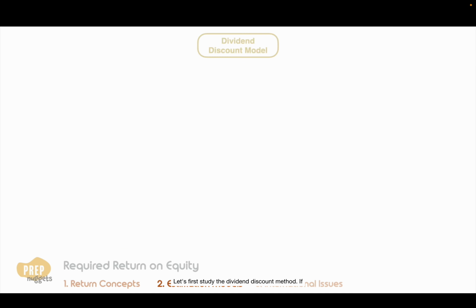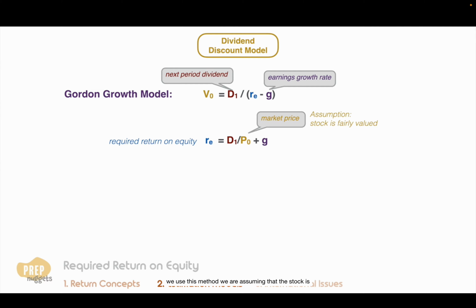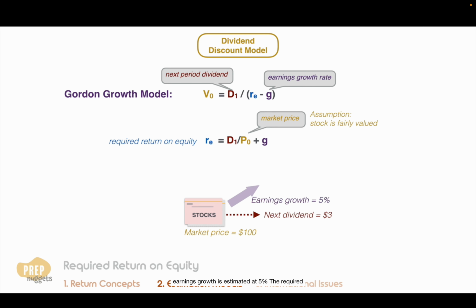Let's first study the dividend discount method. If you recall, the Gordon growth model states that the intrinsic value of a stock is its next period's dividend divided by the stock's required return minus the earnings growth rate. So essentially, we want to solve for the stock's required return based on its market price, the expected dividend, and expected earnings growth rate. This is a market-based approach, so when we use this method, we are assuming that the stock is fairly valued. Simply, if the stock price is currently $100, the expected dividend is $3, and the earnings growth is estimated at 5%, the required return of the stock is 8%.